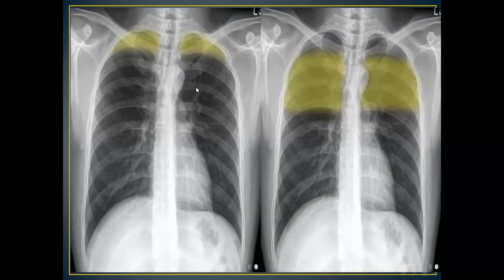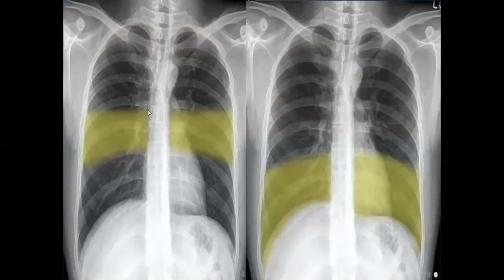On this frontal chest X-ray, we can see this is the apical zone on the right and left above the clavicles. This is the upper zone on both sides between the clavicle and the heart. These are the mid zones at the level of the hilum, and below which are the lower zones.